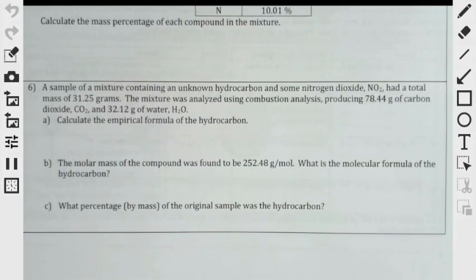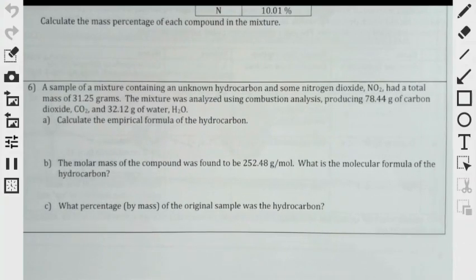In this video, we're going to take a look at the topic 1.4 problem 6. So let's take a minute to look at the problem. It says a sample of a mixture containing an unknown hydrocarbon and some nitrogen dioxide had a total mass of 31.25 grams. The mixture was analyzed using combustion analysis, producing 78.44 grams of carbon dioxide and 32.12 grams of water.